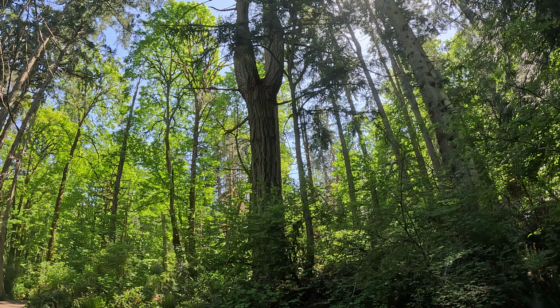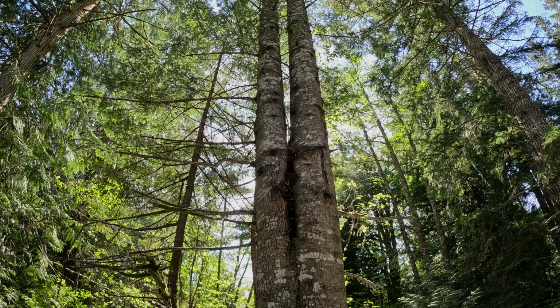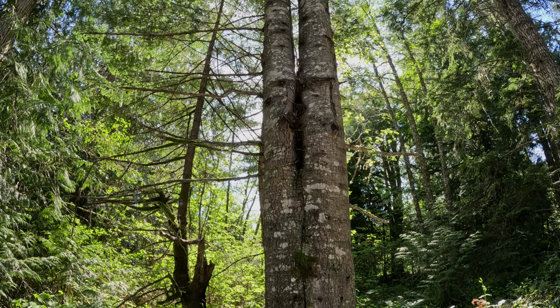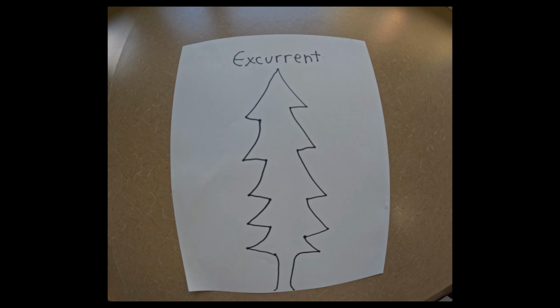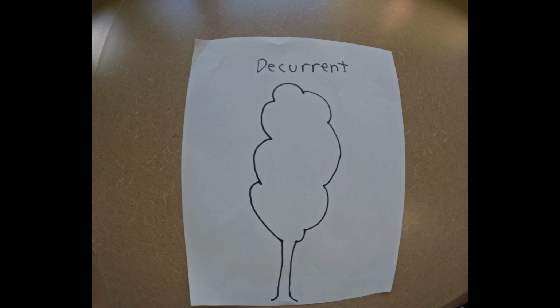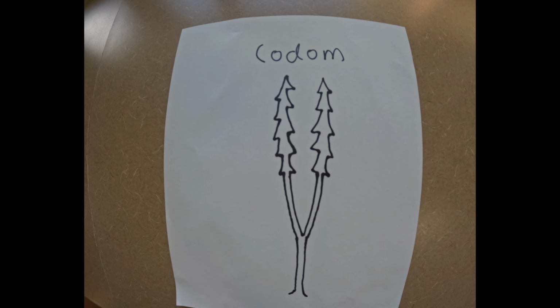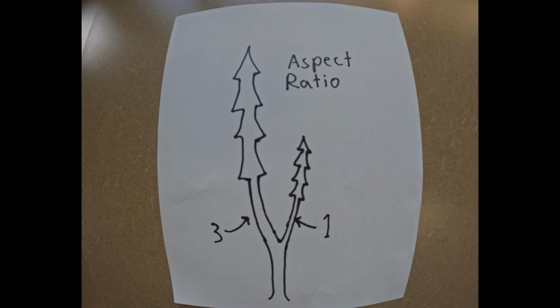I'm going to get 4 vocabulary words out of the way before we begin. There is excurrent or pointy, decurrent or bushy, codominant, meaning 2 stems rather than 1, and aspect ratio, which is the ratio of one stem to another stem.